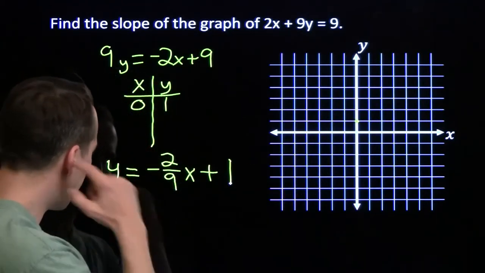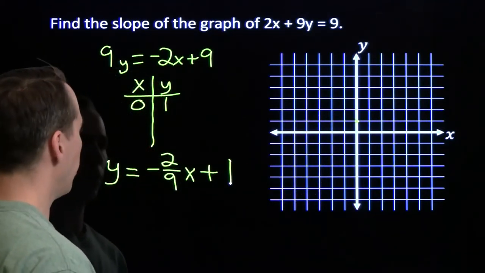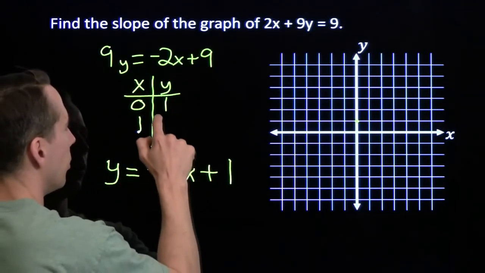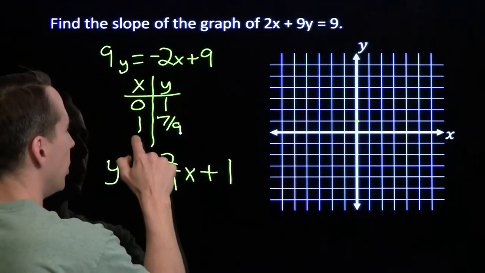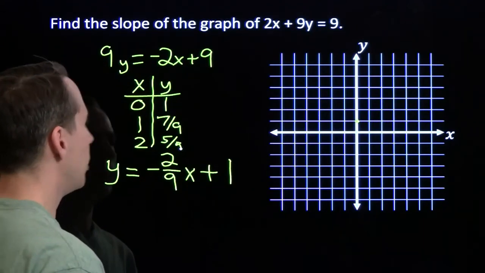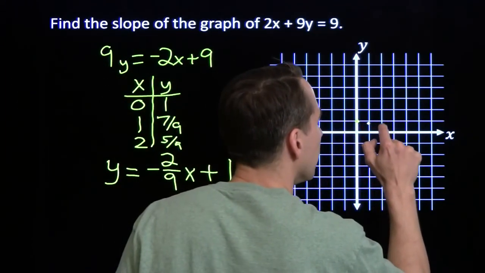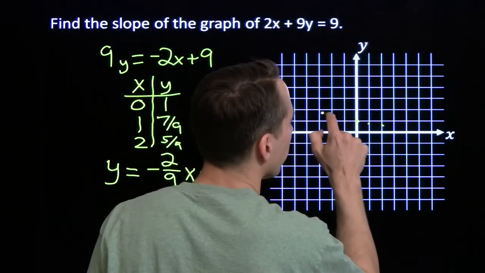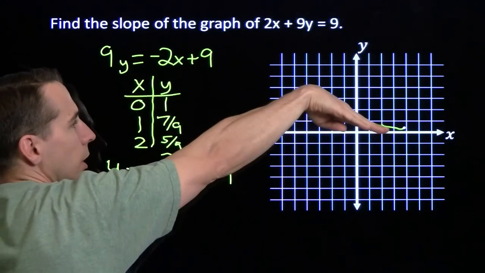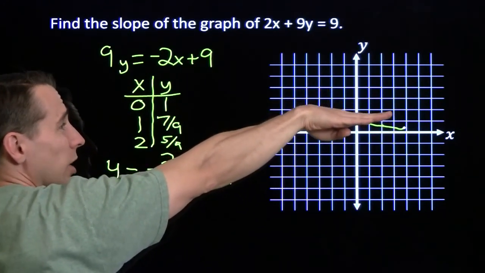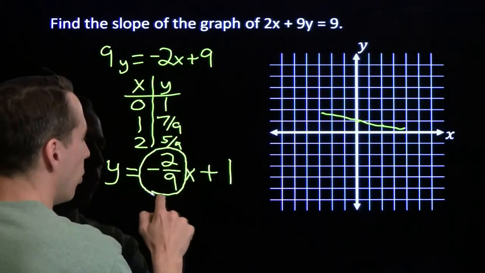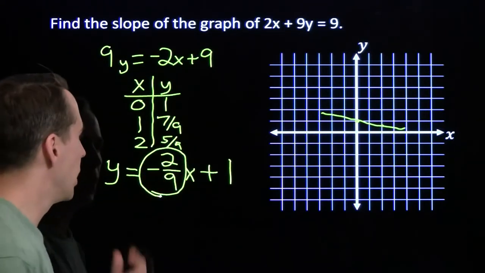I can go ahead and stick in another point. If I put in x equals 1, I'll get y is 7/9. If I put in x is 2, I'm going to get y is 5/9. And on and on and on. I'm going to get a line that looks kind of like this. It's not the prettiest picture, but we can see that the slope is negative, and pretty close to 0. We can see from our slope-intercept form that the slope is indeed negative 2/9.